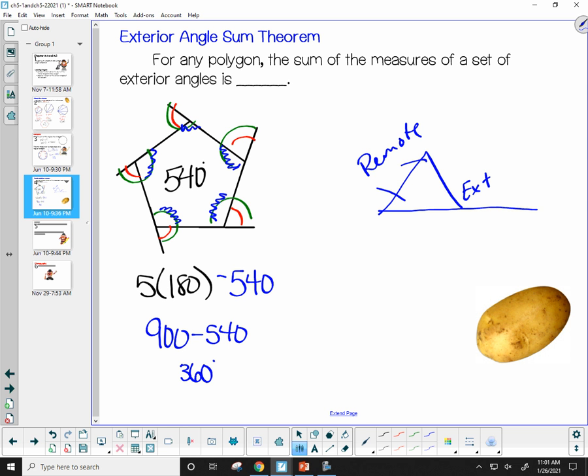All right, so we're going to use this idea again, but we're going to talk about all polygons at once, not just a pentagon. Yes?